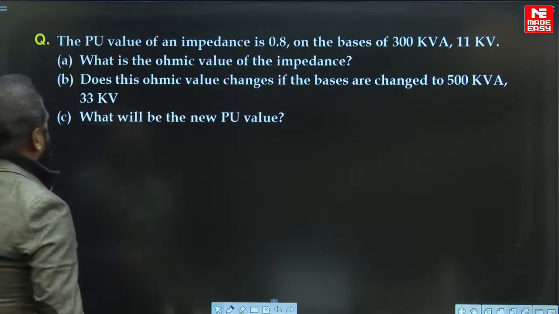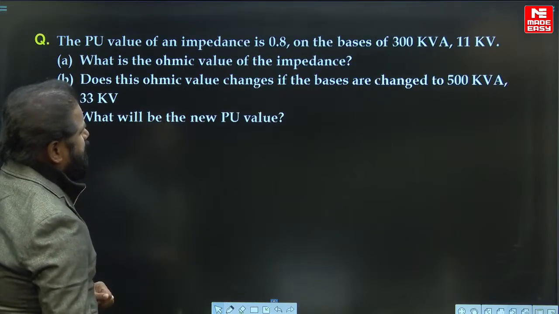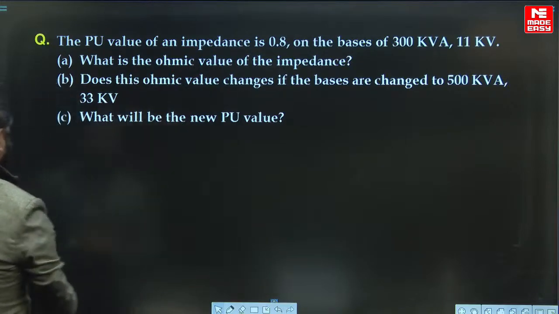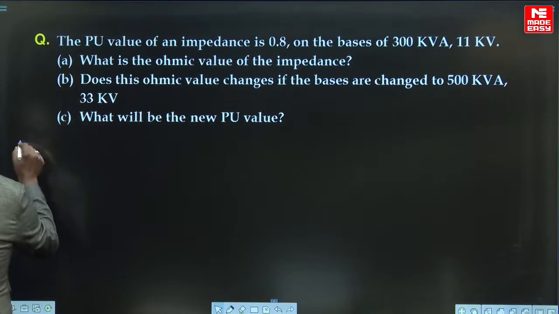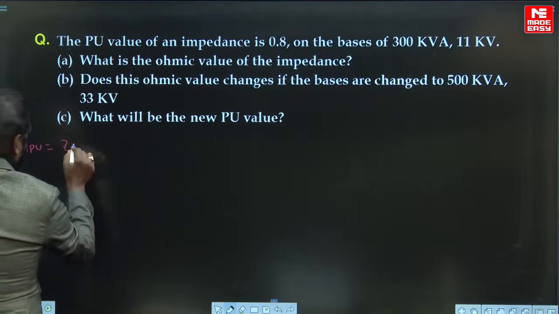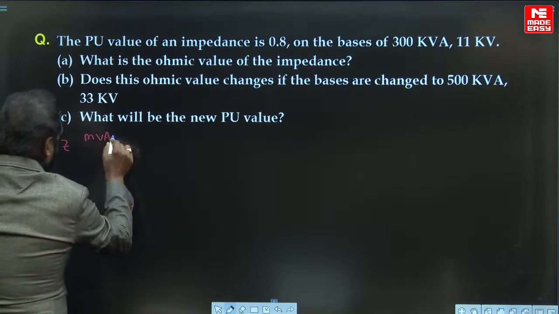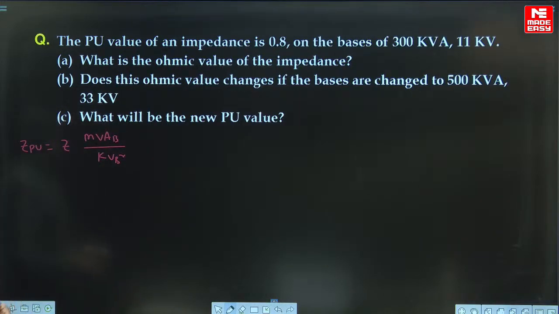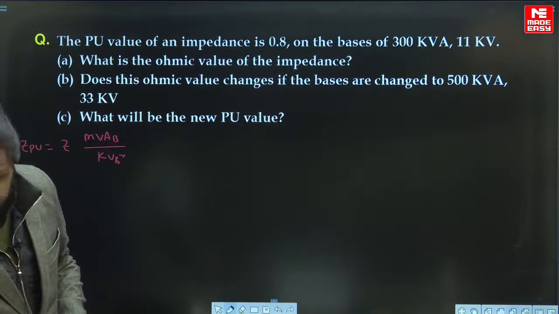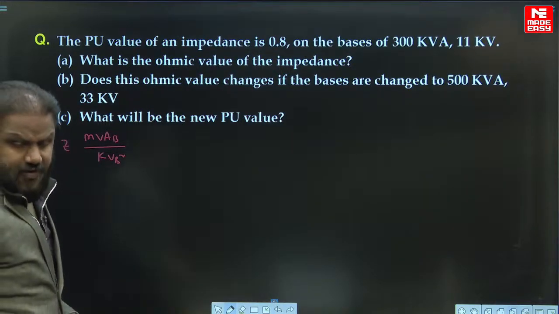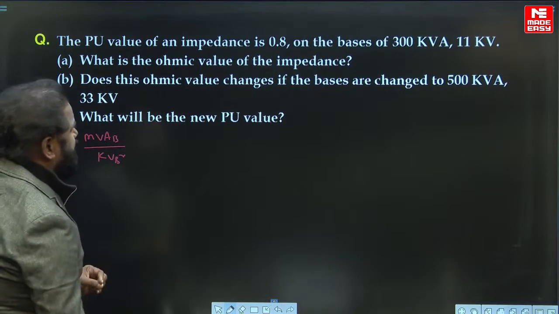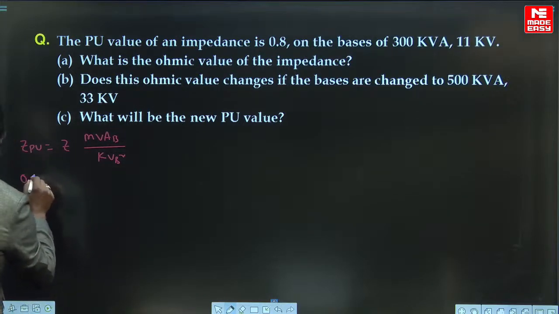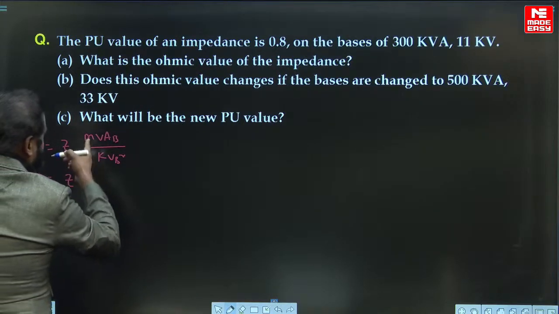Next, the PU value of an impedance is 0.8 on the base of 300 kVA 11 kV. What is the ohmic value of the impedance? In the previous question you have seen that Z per unit is equal to Z actual into MVA divided by kV base square. In this question the per unit value has been given and they are asking for the ohmic value, just a reversal of the question.